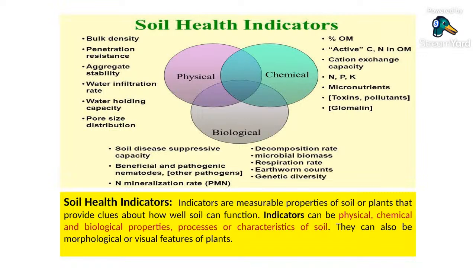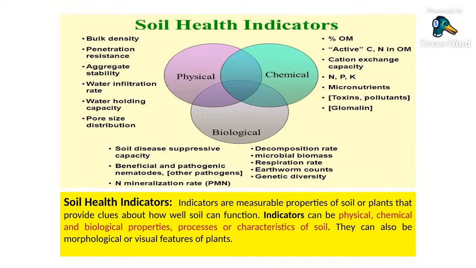In physical properties, the indicators are bulk density, penetration resistance, aggregate stability, water holding capacity, and pore size. Bulk density denotes the compaction, aggregate stability keeps and makes the soil structure, and water holding capacity and pore size improve due to different management practices. So all these physical indicators help in the soil assessment.